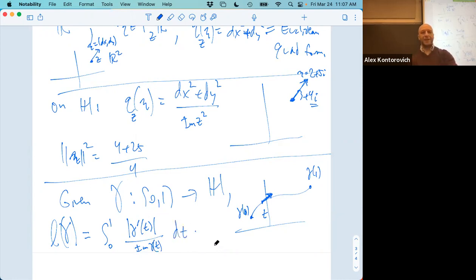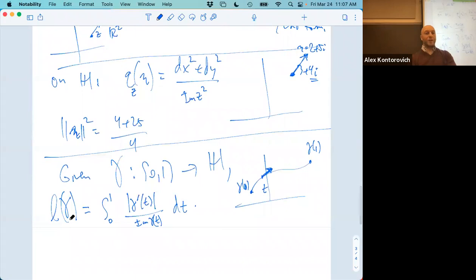Sorry. Yes. What is length? How do I measure the length of something? I take little bits of arc length and I add those up. So at each point, I have a way of measuring the distance. That's exactly what this Riemannian geometry metric gives us.